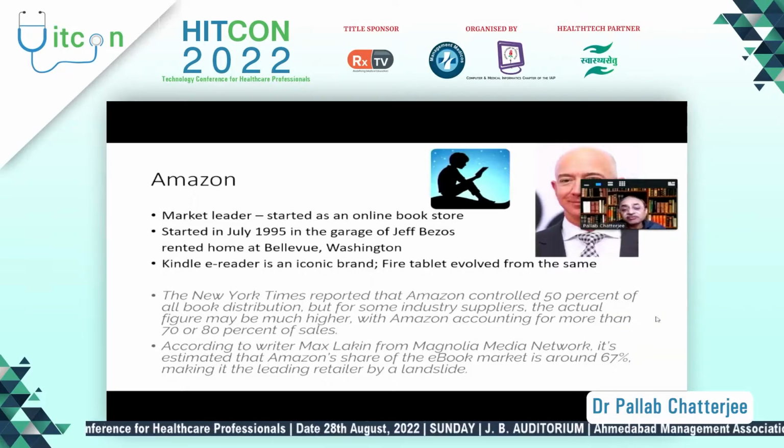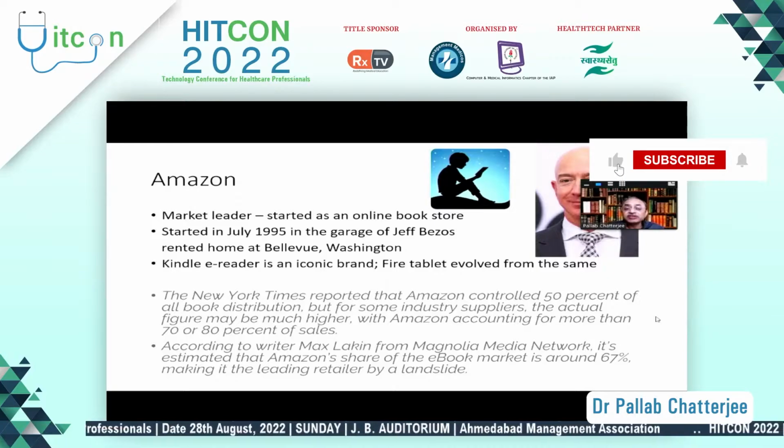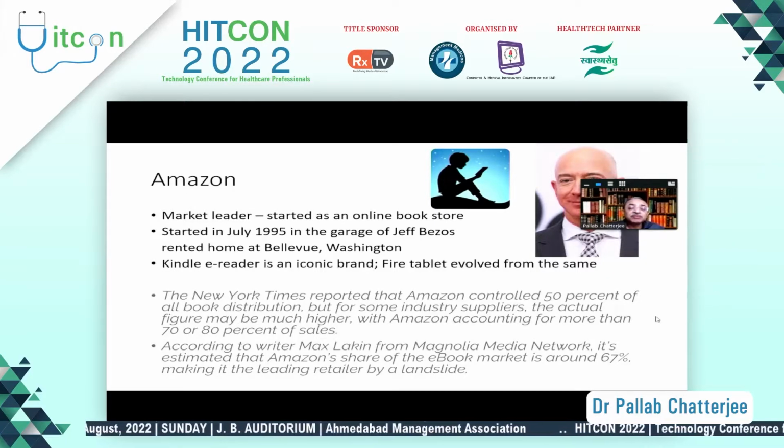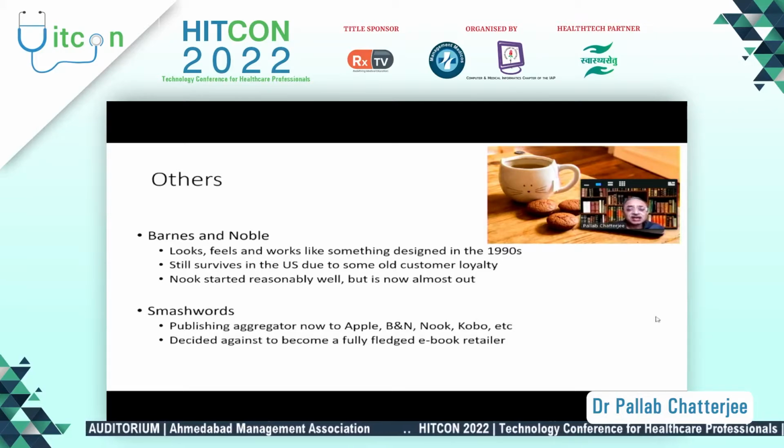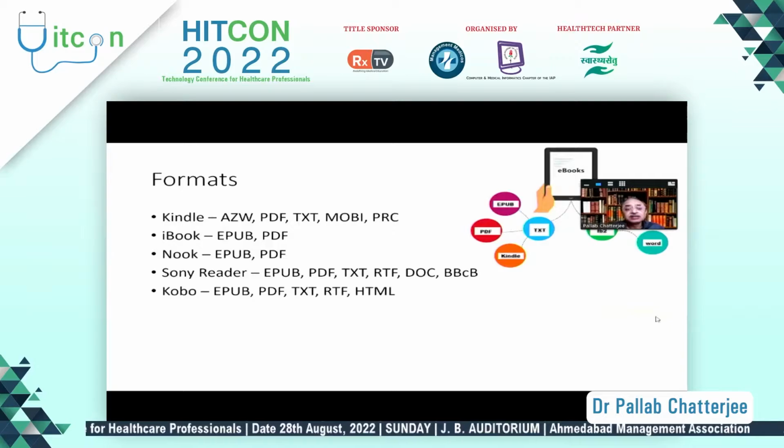As I said, it started off as an online bookstore in the garage of Jeff Bezos in 1995 at Bellevue, Washington, and since then Amazon has become the market leader in ebooks. It was controlling more than 50%, and now it's around 80% of sales. Apple also started off very well and did pick up, but then they had a long legal battle and sort of lost out on steam, and it is just an app in the iPad, and it's not as pretty to read. The others, as we said, the Nook, has some old customer loyalty, particularly in the United States, but in other parts of the world it's not that much used. So basically, now you have either the Apple iPad or the Kindle that are used.